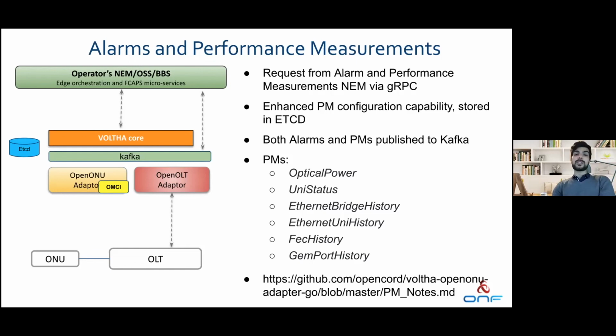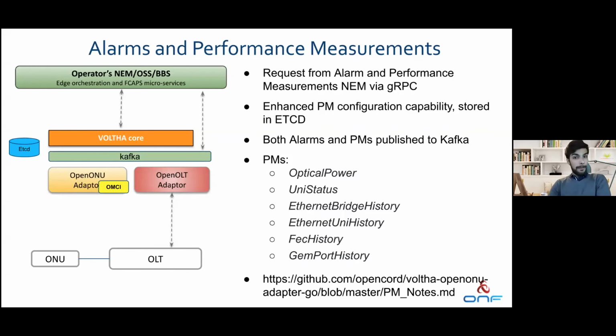Both the performance measurements and the alarm, after an initial request of getting these from the core, are published to Kafka. So the NEM listens to the Kafka bus and gathers all these performance measurements that it's interested in, but also all the alarms that are generated by the ONU and the OLT.